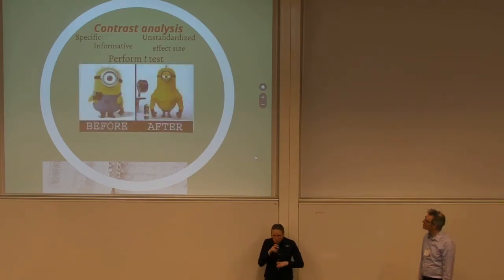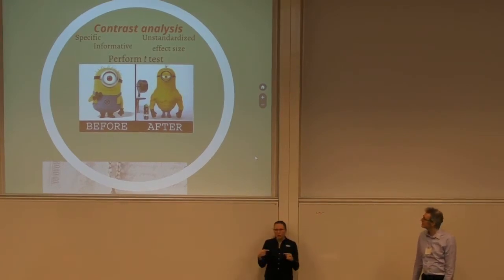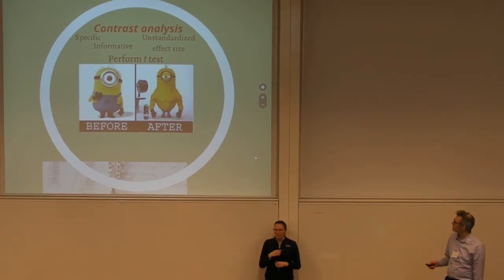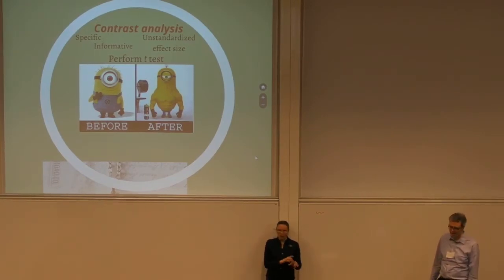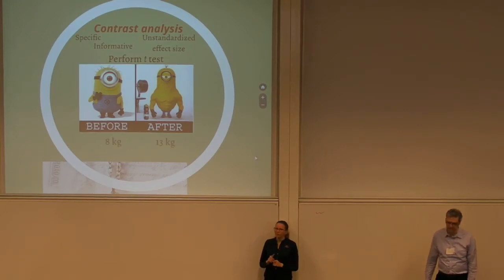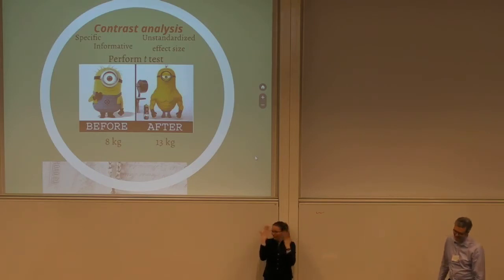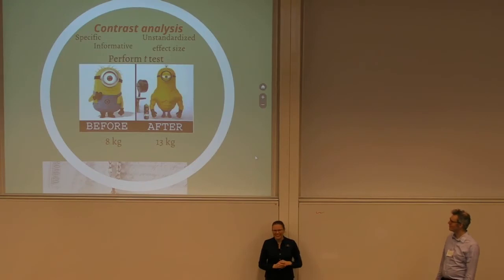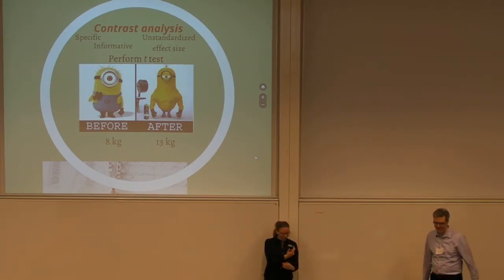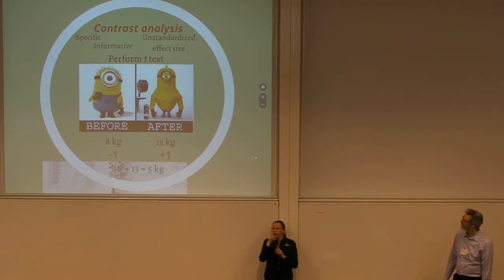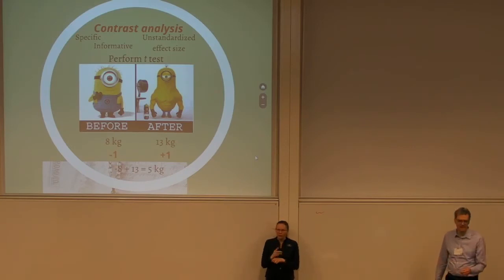So the simplest contrast analysis would be a t-test. If you have a minion and then you train, they work out. So you measure before they start the workout and then after training. And then if you do a t-test, you say, like, 8 kilograms. Actually, I don't know what they weigh. I didn't Google this. But you get the point, right? 8 kilograms and it goes up to 13 kilograms. And how would you analyze it? You would take the 13 minus the 8. Right? That's the weight increase. So you would find 5 kilograms.